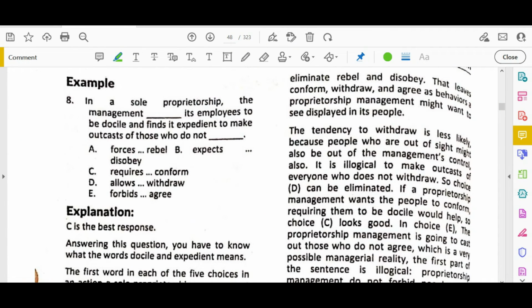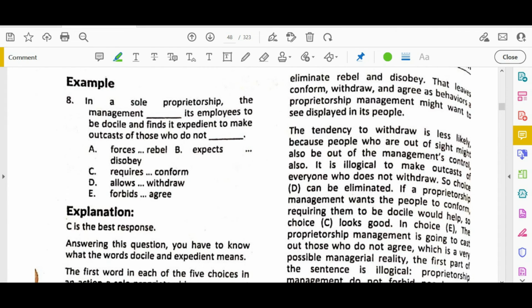This is an example. In a sole proprietorship, the management forces its employees, requires its employees, allows its employees, expects, it implies, or forbids, it implies.